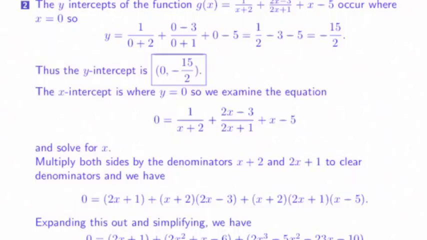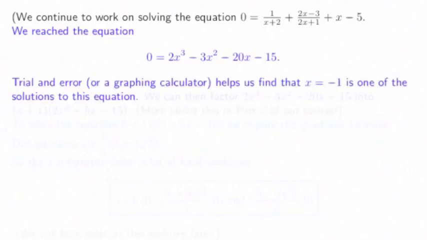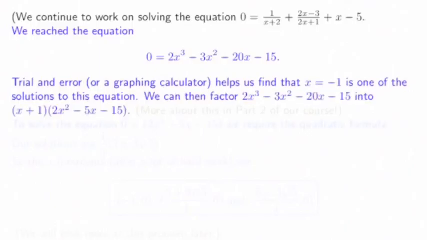In this course in general, we will not work out the generic solutions to a cubic equation, but in this case, when we have this cubic, we can do some trial and error or use a graphing calculator and discover that x equals minus 1 is one of the solutions to this equation. If we know that, we can then factor the cubic into x plus 1 times this quadratic. We'll do a lot of this in part 2 of our course.